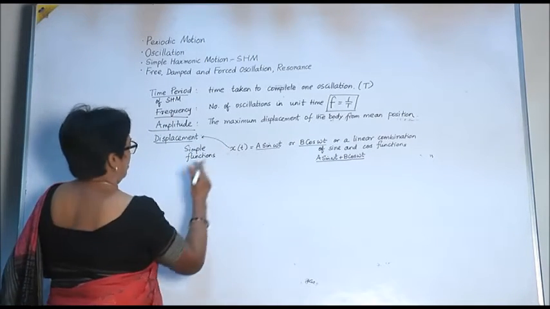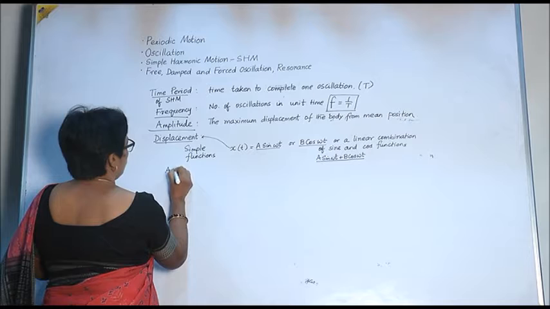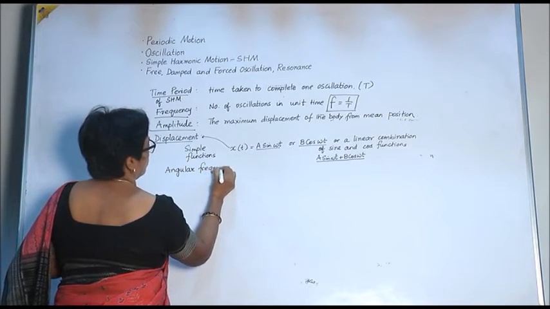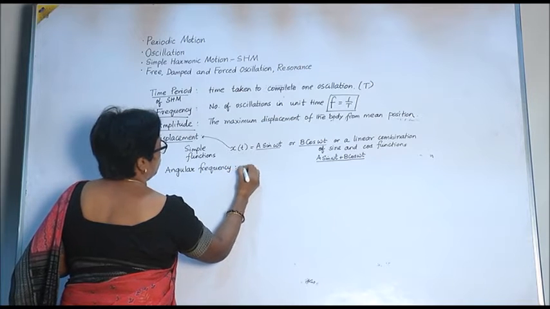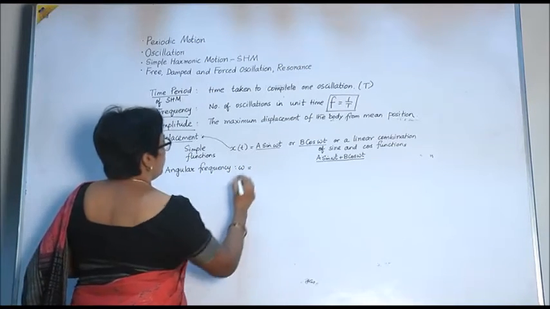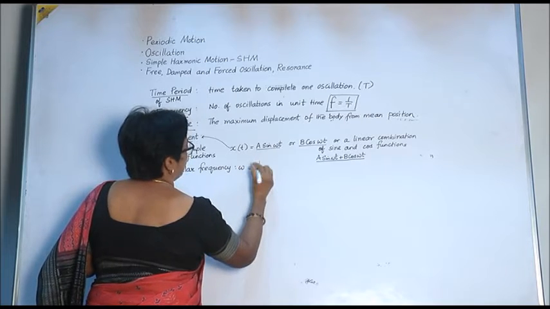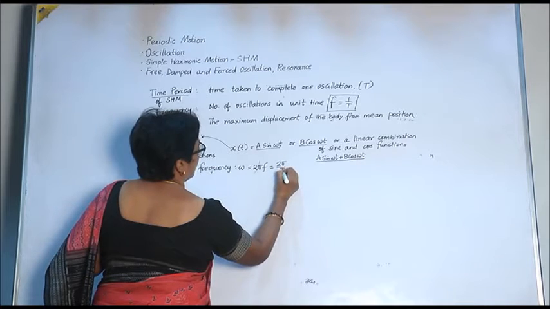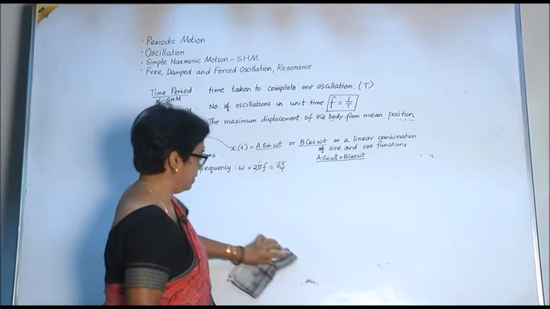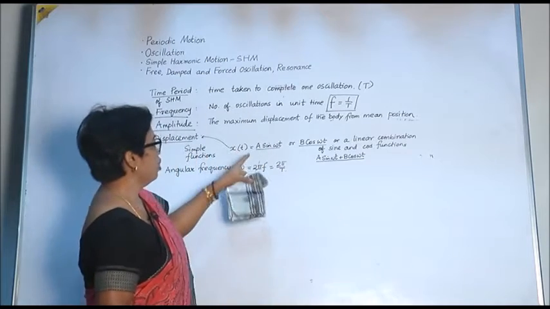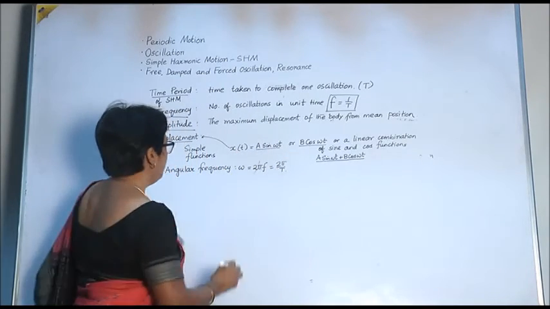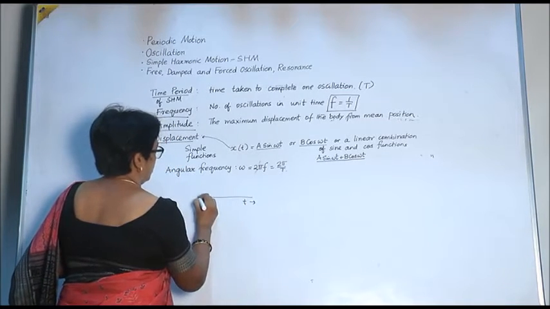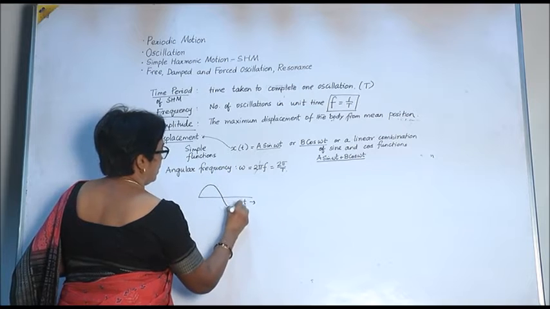Now what is omega? Omega is called the angular frequency, which is nothing but 2 pi by T, 2 pi f. See, in these cases of sine and cos functions, if you remember the sine and cos wave function graphs, the sine graph is like this.